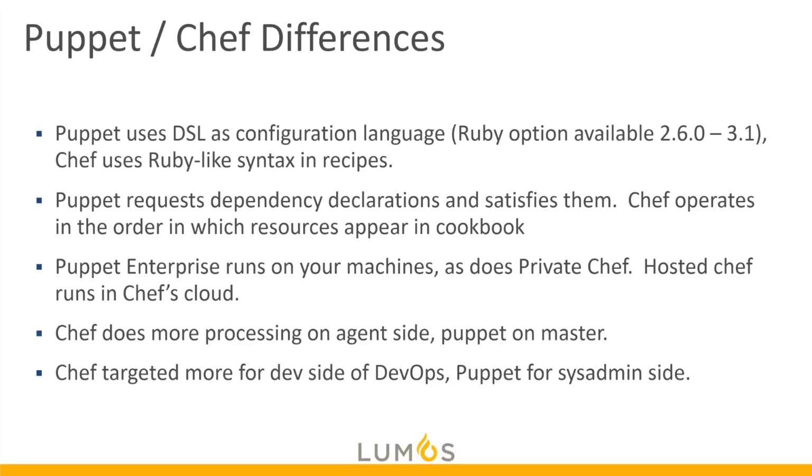Chef is typically targeted more towards the development side of the house or DevOps, and Puppet is typically run more by the sysadmin side, or targeted that way, and that's typically where you find those camps. So developers tend to prefer Chef, certainly the ones that I know do, and sysadmins, Linux admins, network admins, they tend to prefer Puppet.